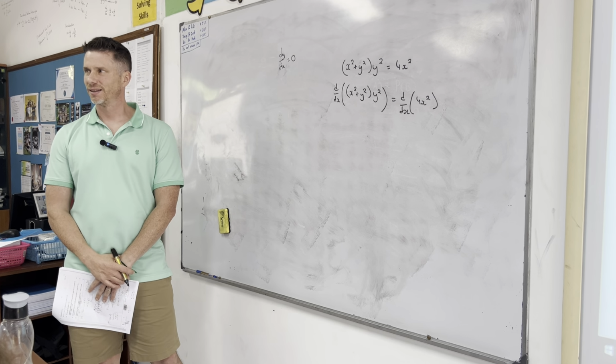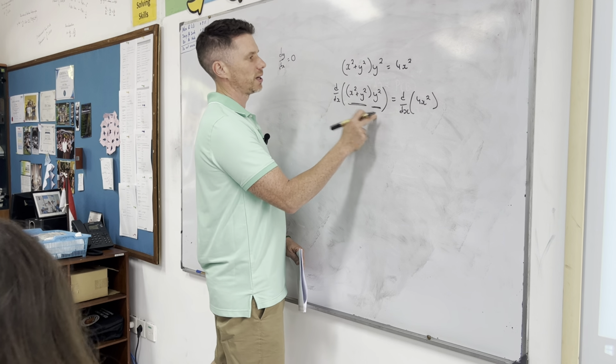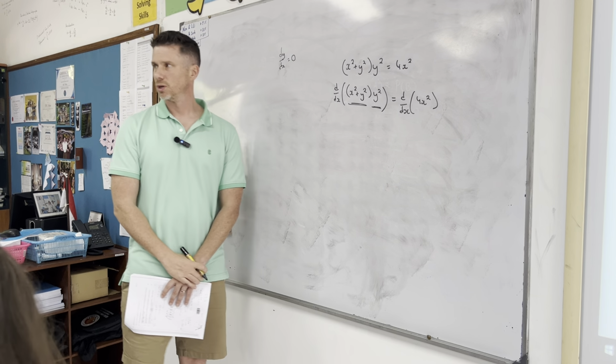This one you differentiate using, I'm not sure if it was chain or product. It's definitely product rule. It wouldn't be chain rule. So this and this times this is a product. So you differentiate just the y squared on one, and then you differentiate the inside on the other. And you add them together, and then on the other side it's just 8x.